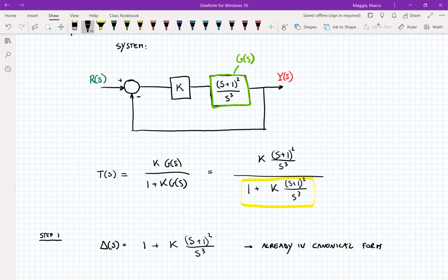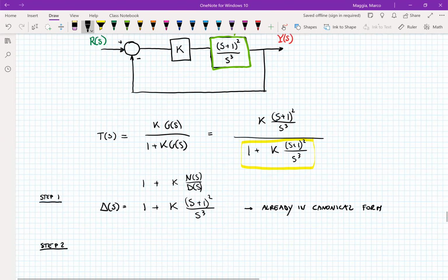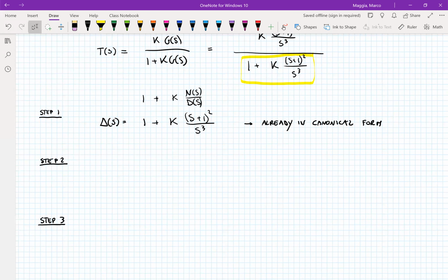It's 1 plus K times (s plus 1) squared over s cubed. Is it in the canonical form? It is. So remember, the canonical form wants us to have the characteristic polynomial or characteristic equation, once we equate it to 0, as 1 plus K times N over D. So that's exactly what we have here. So step 1 is already taken care of. What about step 2?